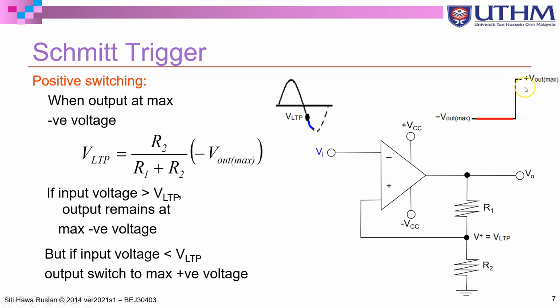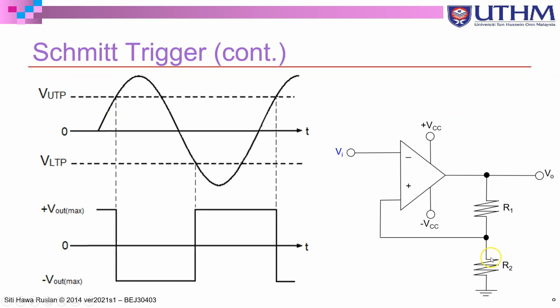And if the V out becomes plus V out max, this positive terminal will become V upper threshold point, which is the previous slide, and this thing will continue as long as you have an input Vi over here. This is the Schmitt trigger circuit.